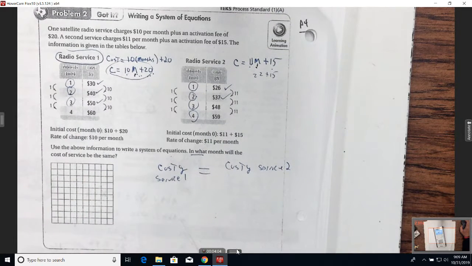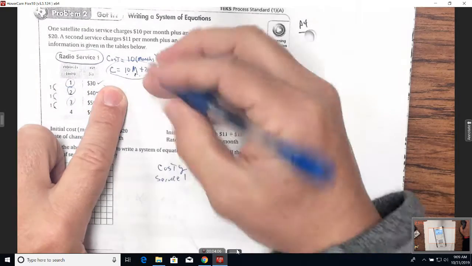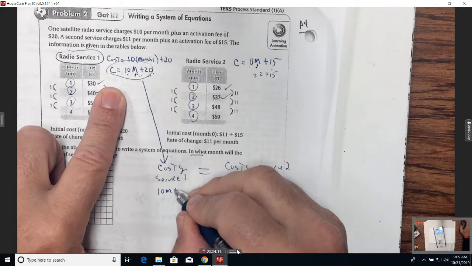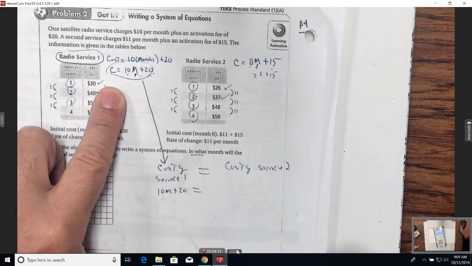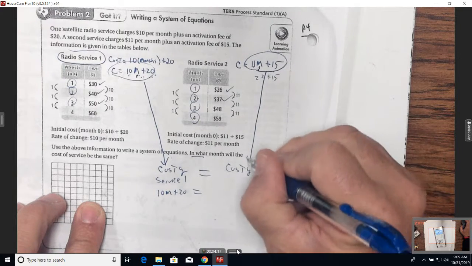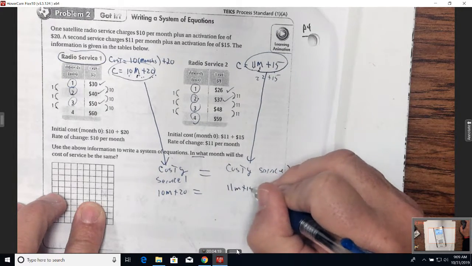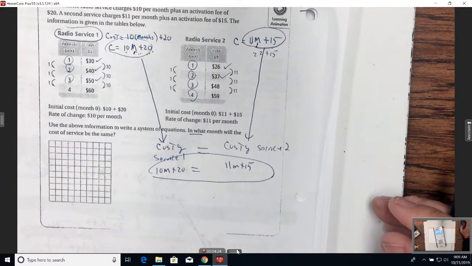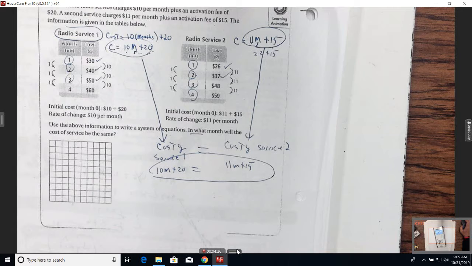So whenever you were in 8th grade, y'all solved this problem by taking the cost of service 1 and substituting it in here, 10m plus 20. When is it equal to the cost of service 2? The cost of that service 2 is 11m plus 15. And then y'all solve that equation for m by using your 4 steps of solving an equation, which is step 1, to distribute, step 2, combine like terms, step 3, variables on one side, constants on the other, step 4, isolate the variable.